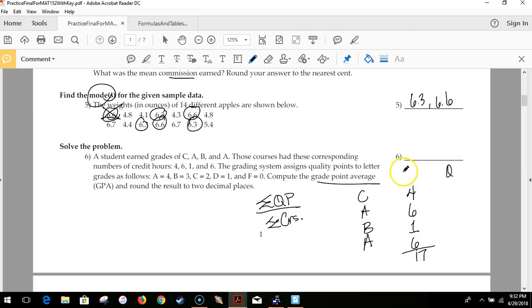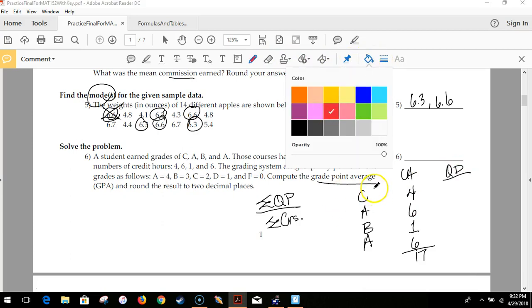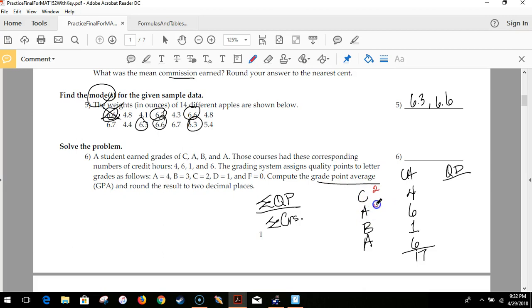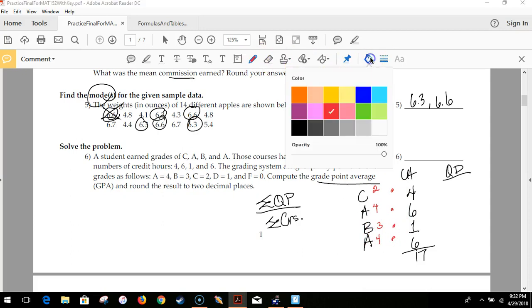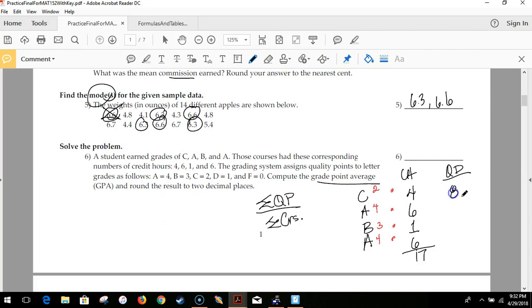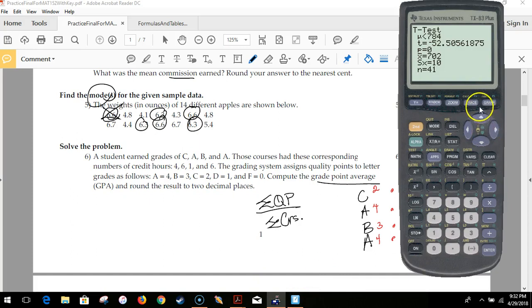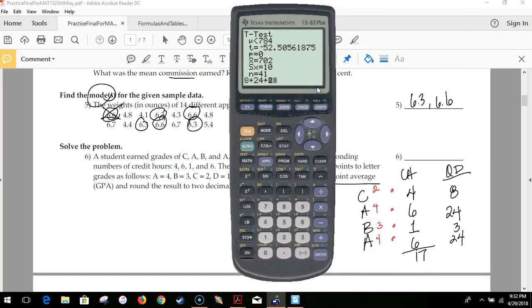We need to find how many quality points we earned. Well, for every C, I get 2. For an A, I get 4. And for a B, I get 3. So I'm going to need to multiply those quality points by the number of credit hours. So I have 8, 24, 3, and 24. So I earned a total of 59 quality points, and I took 17 credits. So my GPA is 3.47.